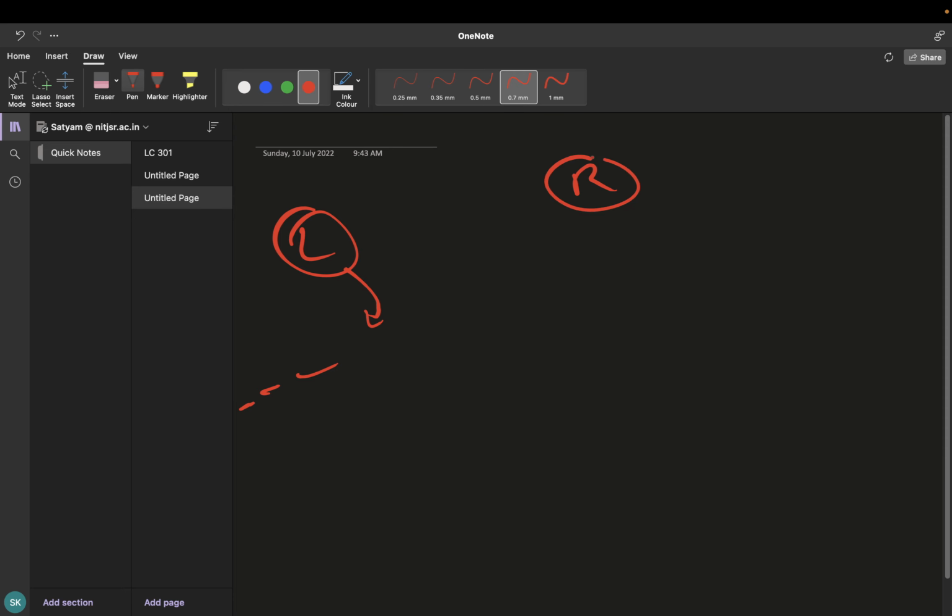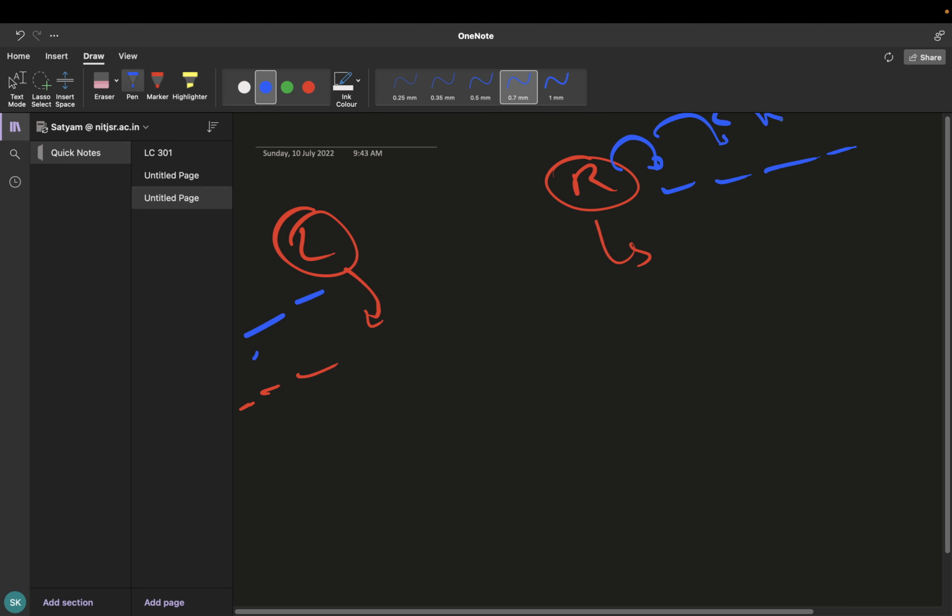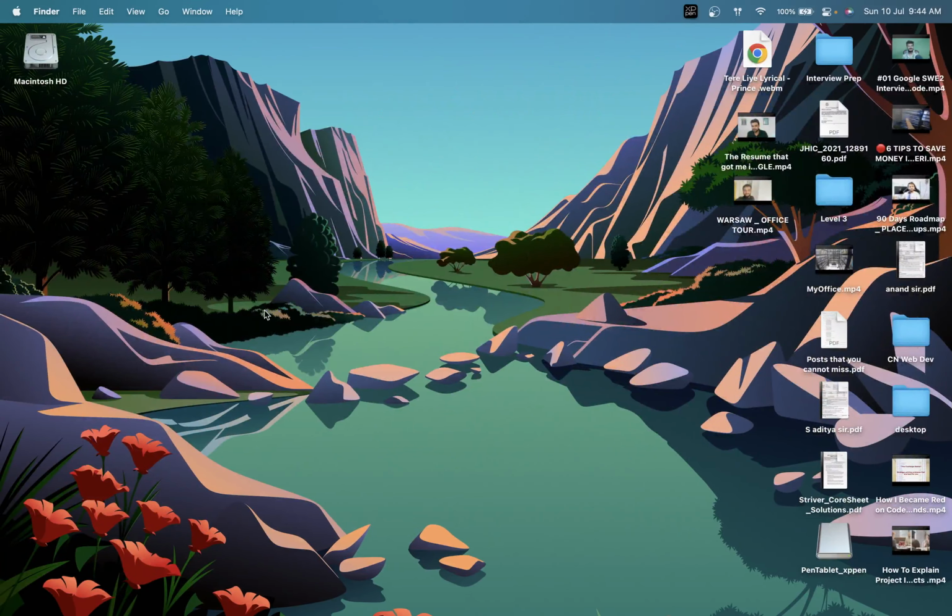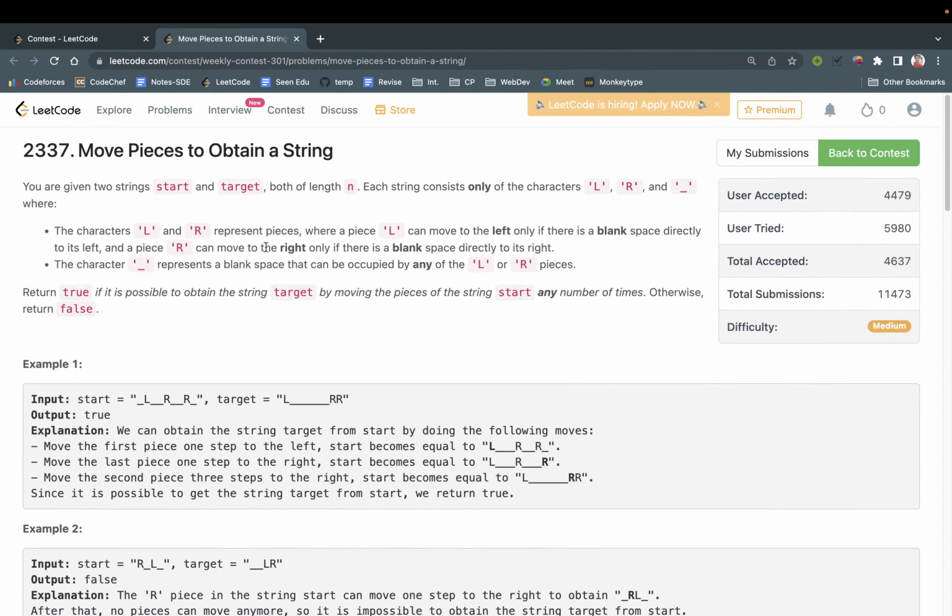And if we have R, then we can only shift it to the right side if in our string dash is present on this side. And if L, if the dash is present on this side, it means R can move to this position, this position, this position, and L is moved to this position, this position, this position, in this way. And those are the two operations that we have been given here. And the character dash represents the blank space occupied by L and R.